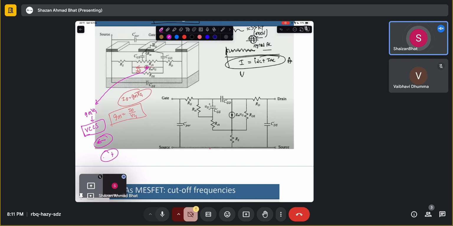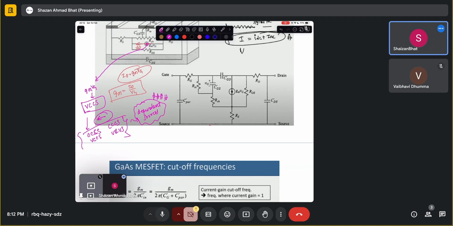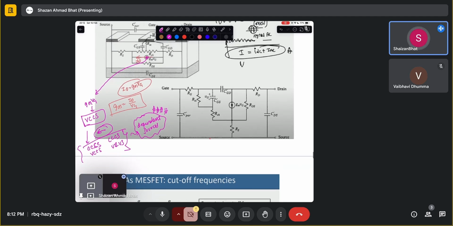There is also something called a current controlled current source, voltage controlled current source, current controlled voltage source, and voltage controlled voltage source. These are different dependent sources. You might have studied this in semester one or two of BTech electronics. And there are certain other things which come into the picture.